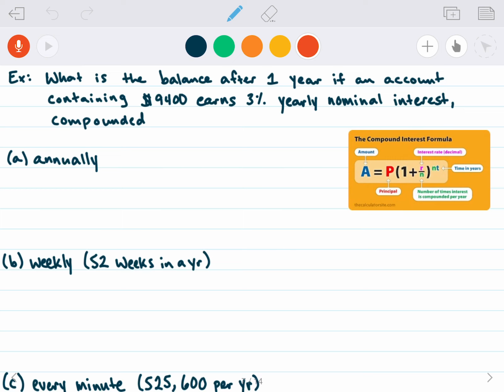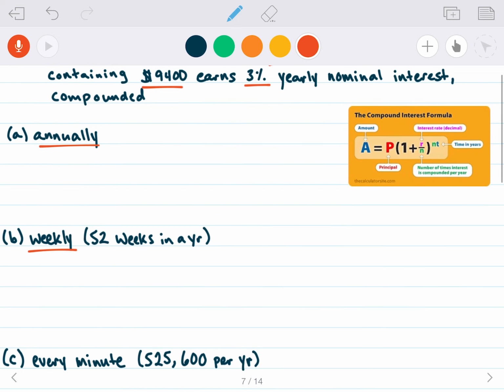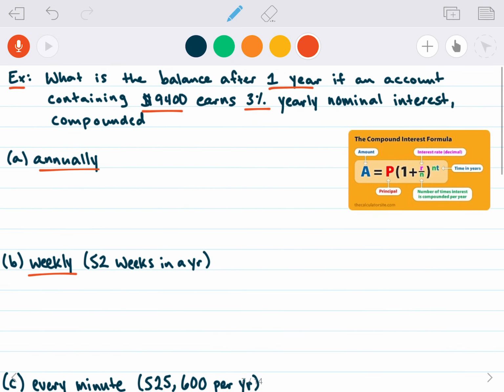Let's do some examples. First example is, what is the balance after 1 year if an account containing $9,400 earns 3% yearly nominal interest? And it says it's compounded A, annually, and then B, weekly, and then C, every minute. So we have to change N in each of these three cases. Now let's figure out what P, R, and T are going to be.